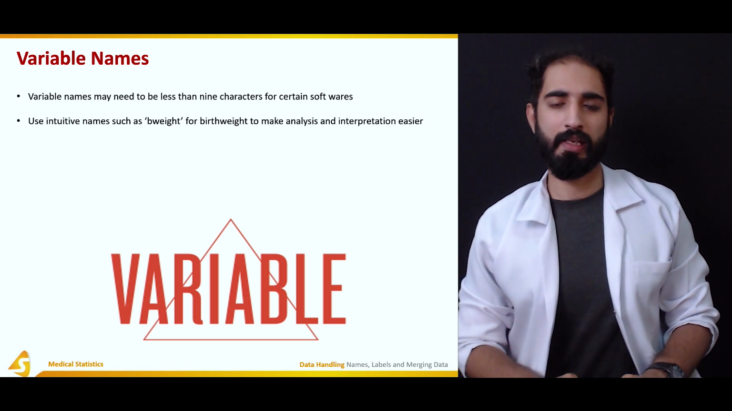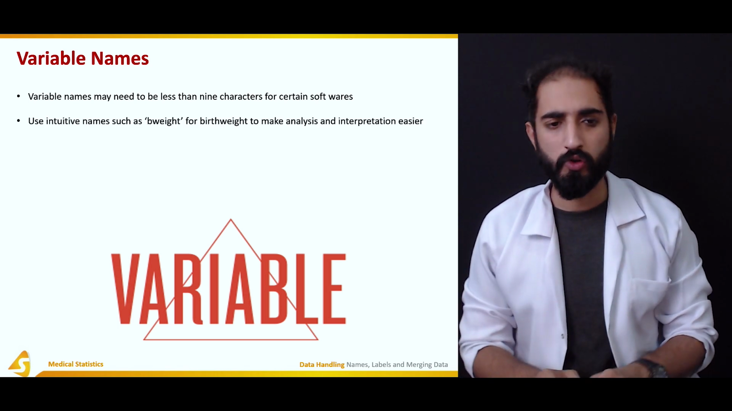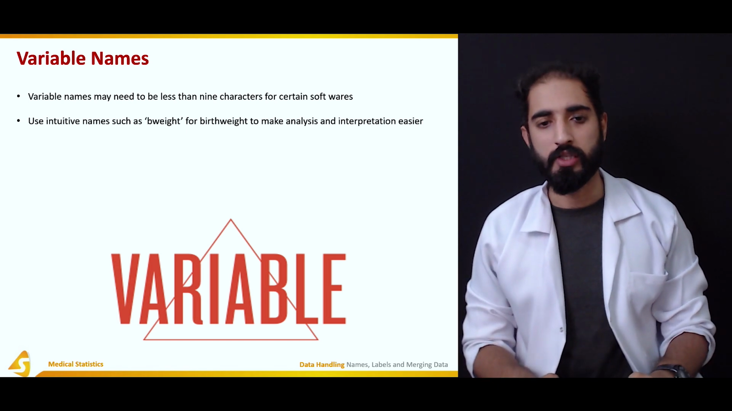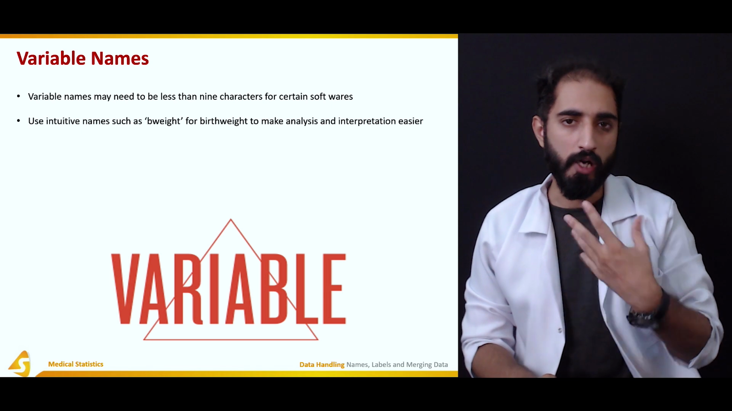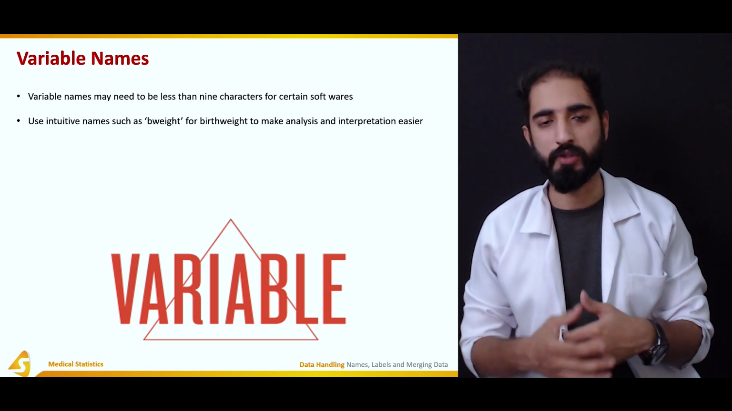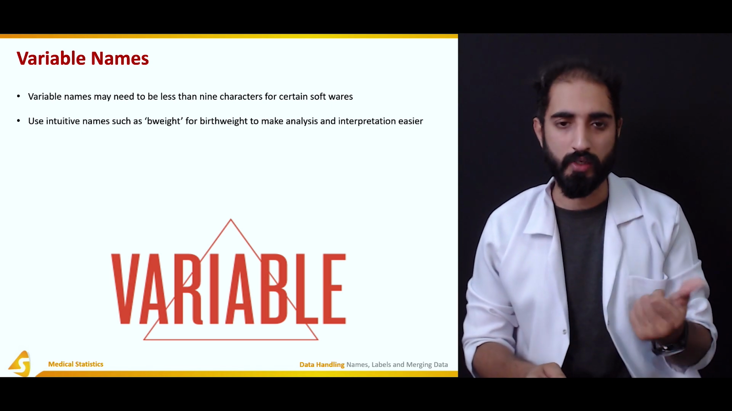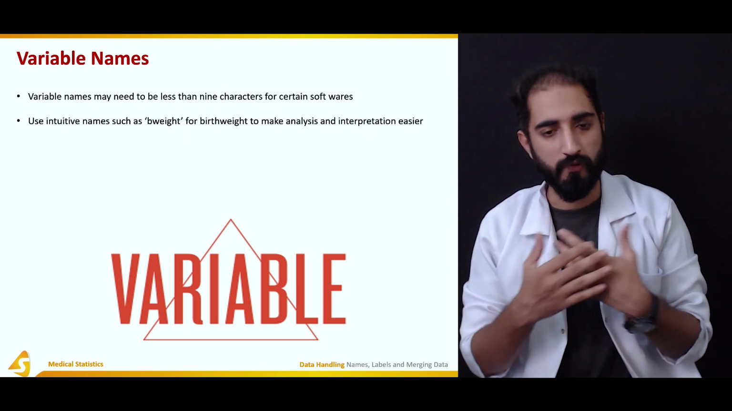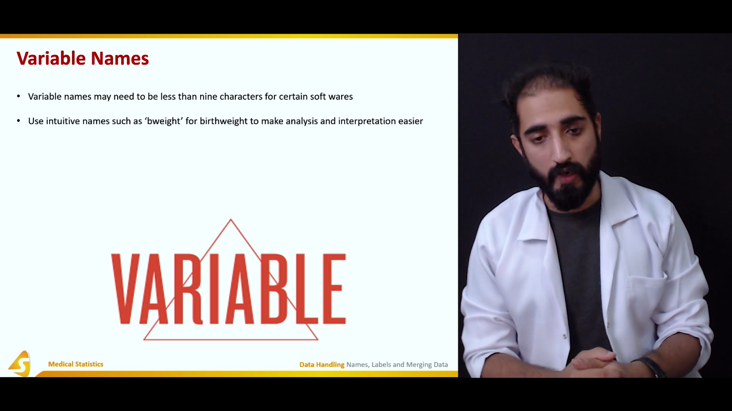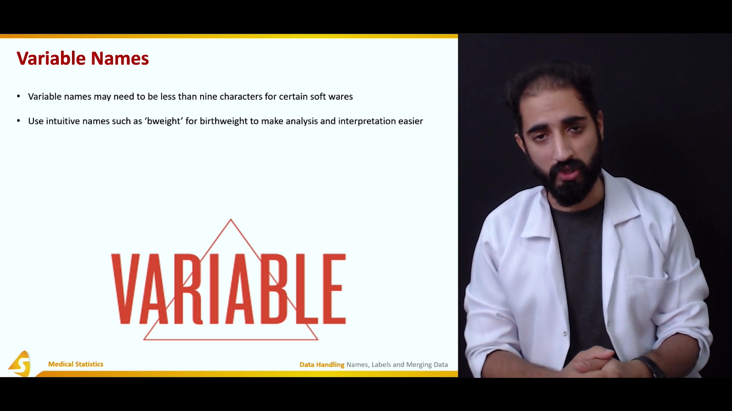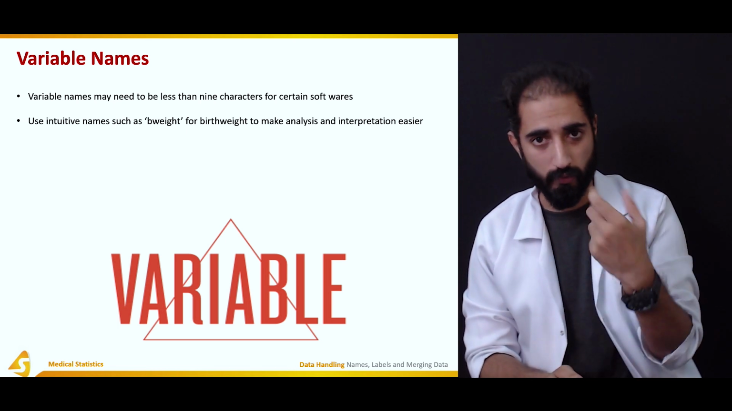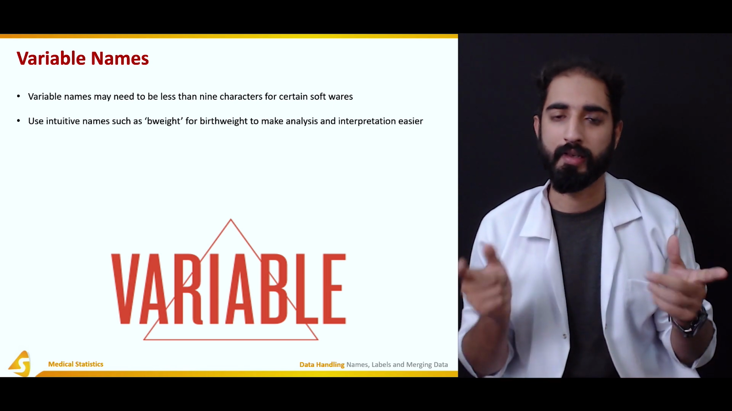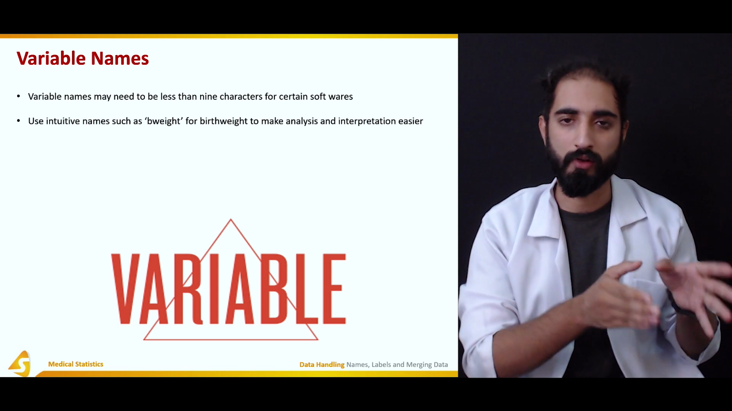When you're deciding, the name should be intuitive. It should be something that comes right into mind. For birth weight, we can write B weight instead of something else, because it's intuitive, it comes right into mind. So use intuitive names such as B weight for birth weight to make analysis and interpretation easier. Whenever you look at the name, it comes right into your mind what it is actually trying to denote.